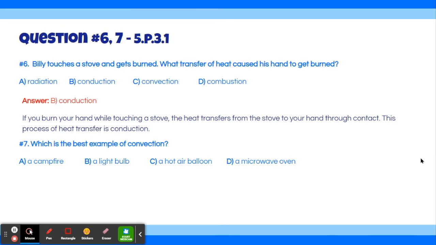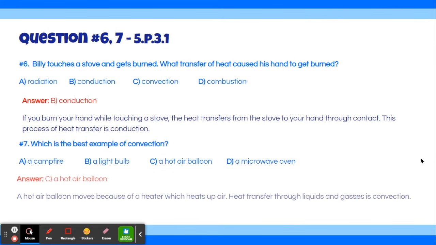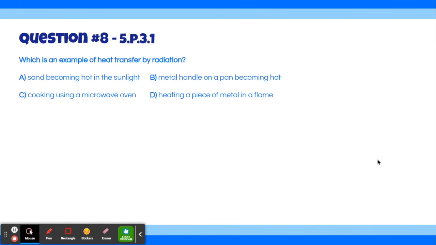Moving on to question number 7, which is the best example of convection? A. A campfire, B. A light bulb, C. A hot air balloon, or D. A microwave oven? Well, the answer is C. A hot air balloon, because a hot air balloon moves because of a heater, which heats up the air in the balloon. Heat transferred through liquids or gases is convection, and air is a gas.